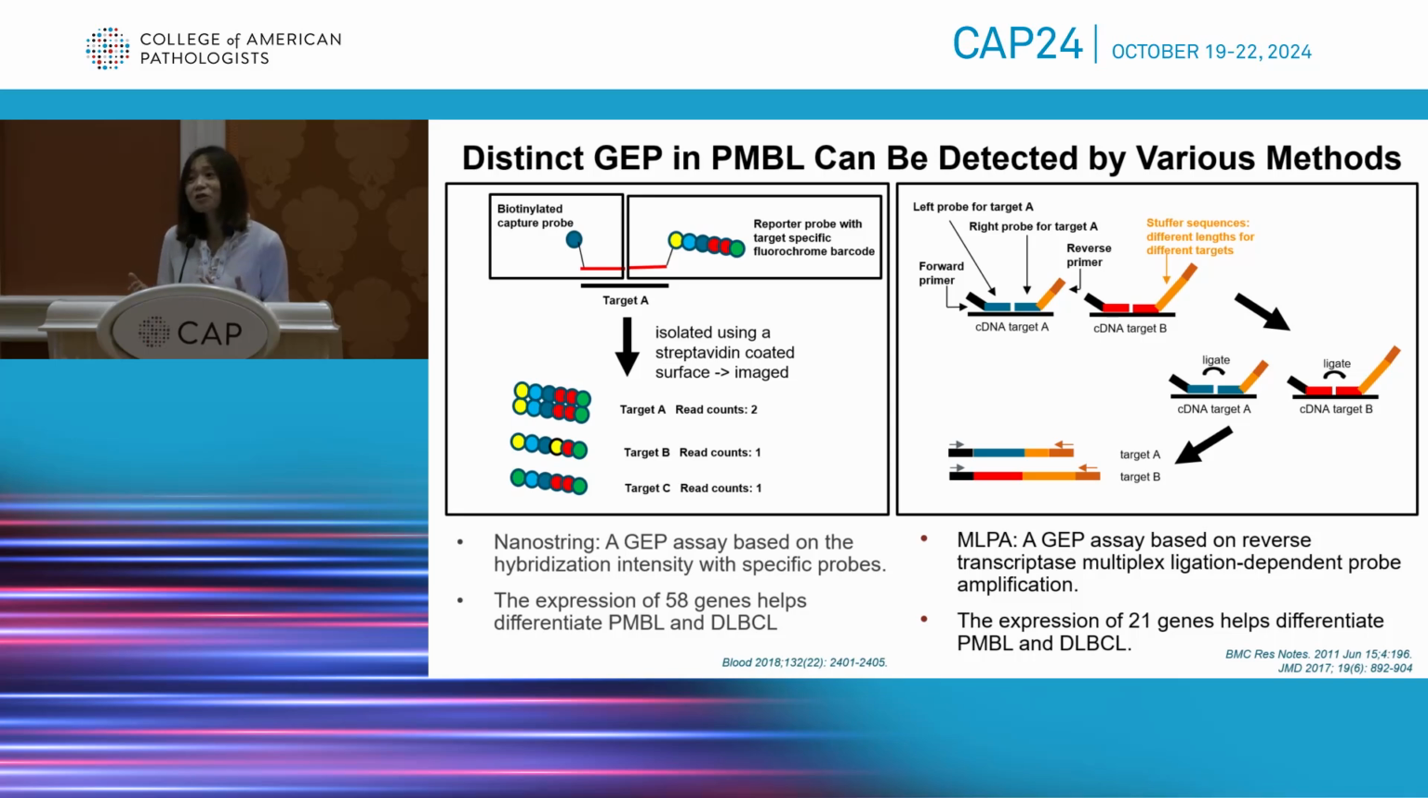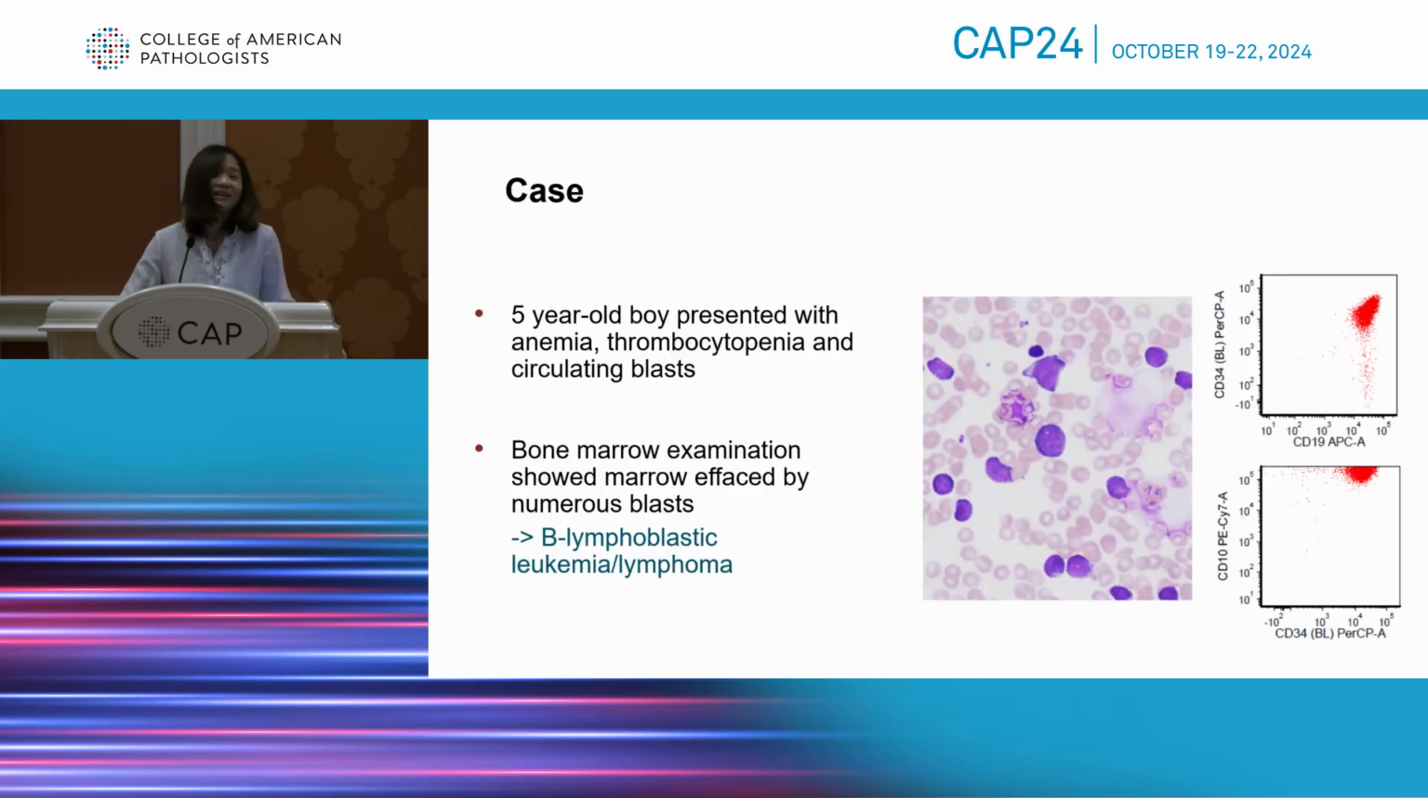So this is actually just two of the things that potentially can be used to evaluate gene expression profile and help us to make a HEMPAS diagnosis. We have another case actually to keep looking at this issue. This time, our patient, unfortunately, is a 5-year-old boy who presented with anemia, thrombocytopenia, and circulating blasts.